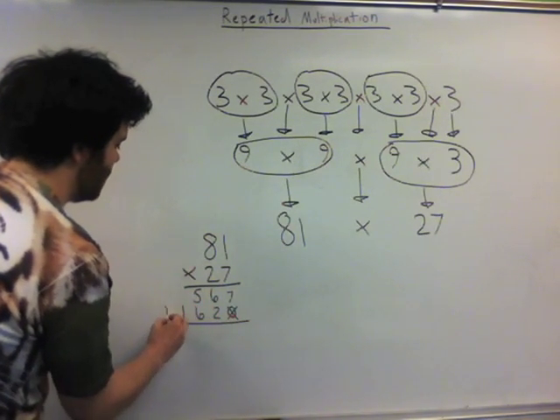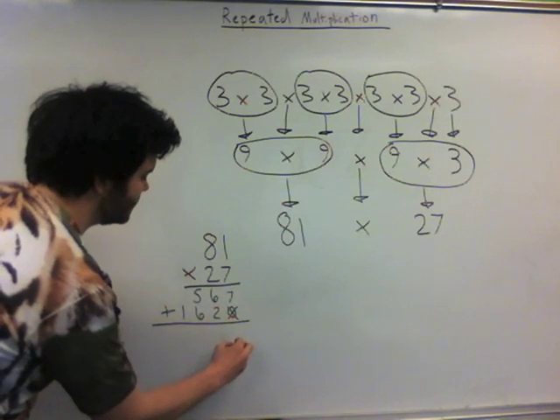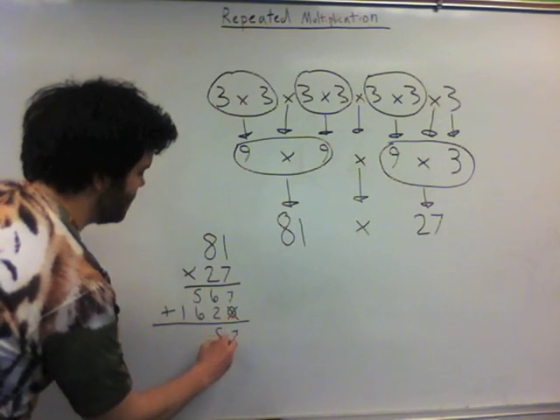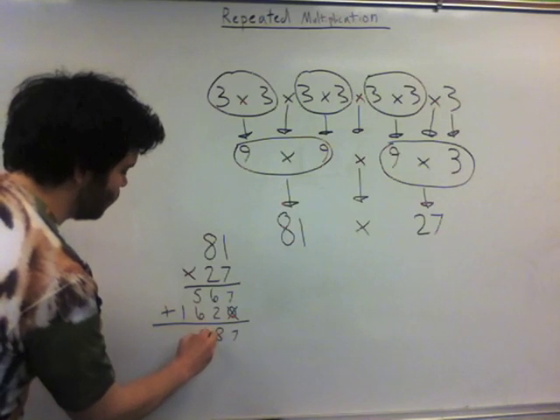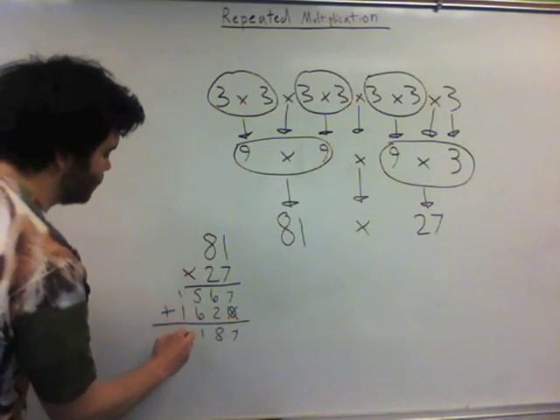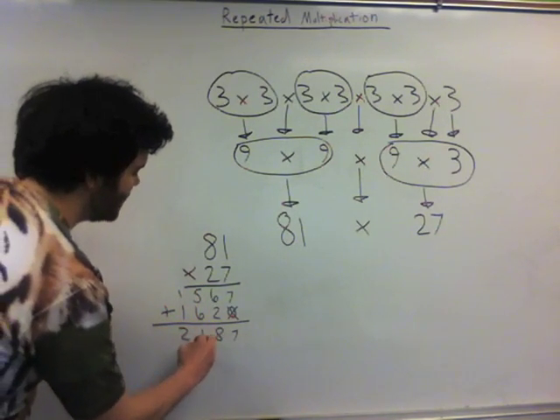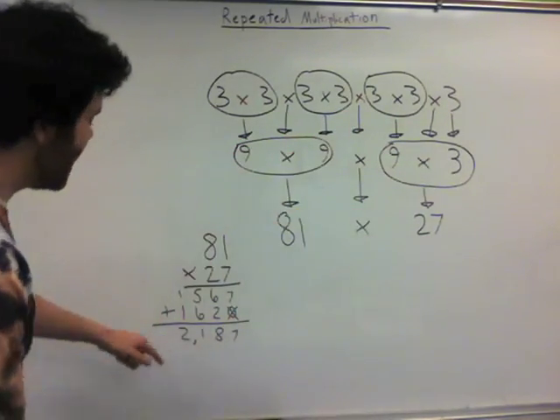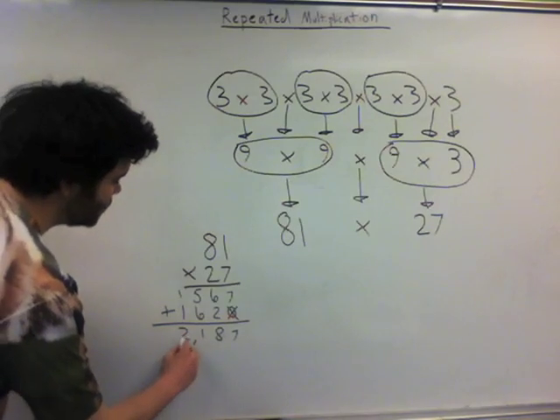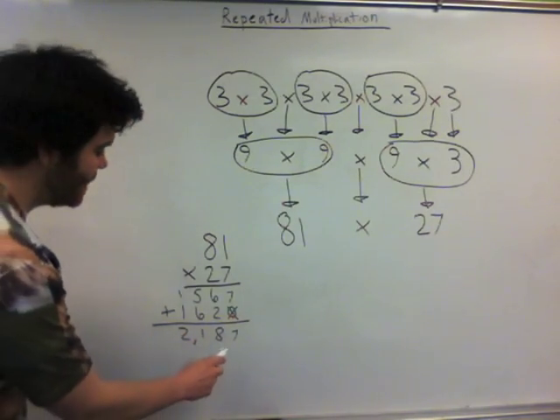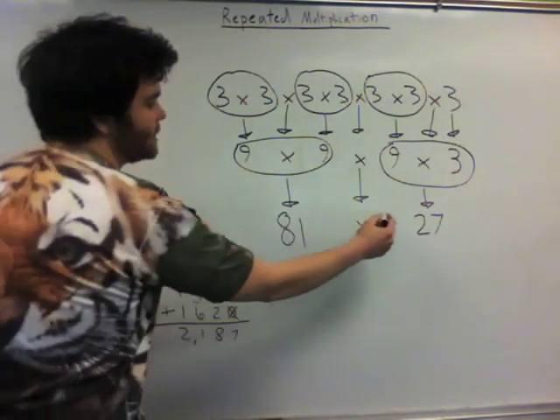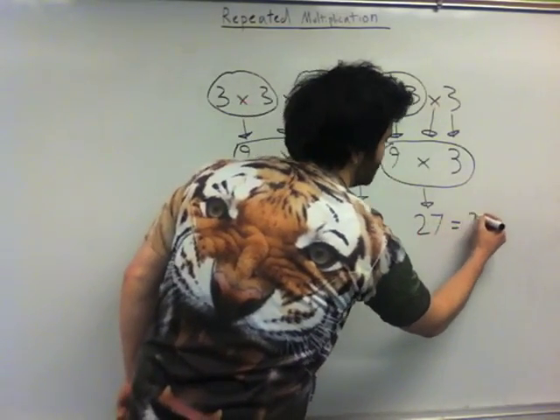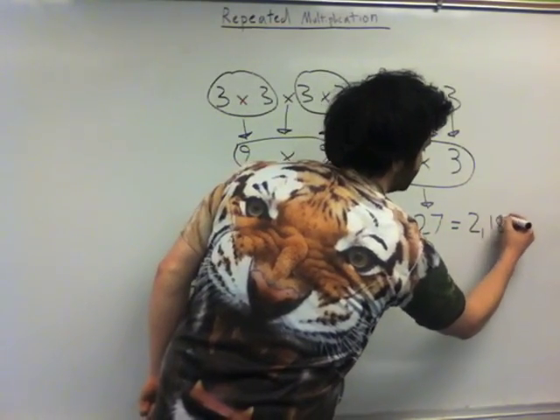And we're going to add. 7 plus 0 is 7. 6 plus 2 is 8. 5 plus 6 is 11, so 1 and 1. 1 plus 1 is 2. And you can check this with a calculator if you want to multiply all these 3's together, we're getting our final answer as 2,187. So that means that 81 times 27 is equal to 2,187.